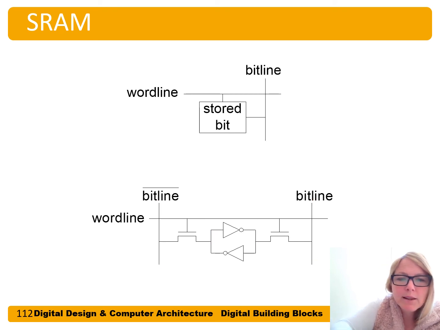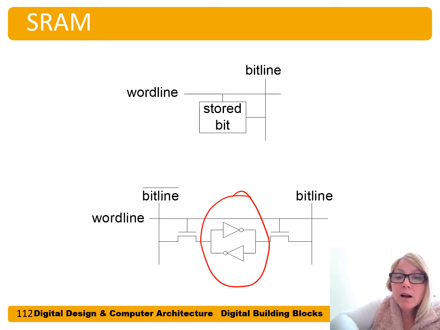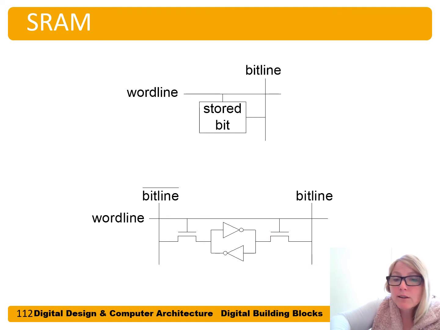But the main thing is that we're now storing our bit on cross-coupled inverters instead of a capacitor. This is called static random access memory because the value of the bit doesn't get destroyed upon reading it. We don't lose all our charges. It's being actively driven by inverters, and it also doesn't leak away over time like our DRAM did on the capacitor.